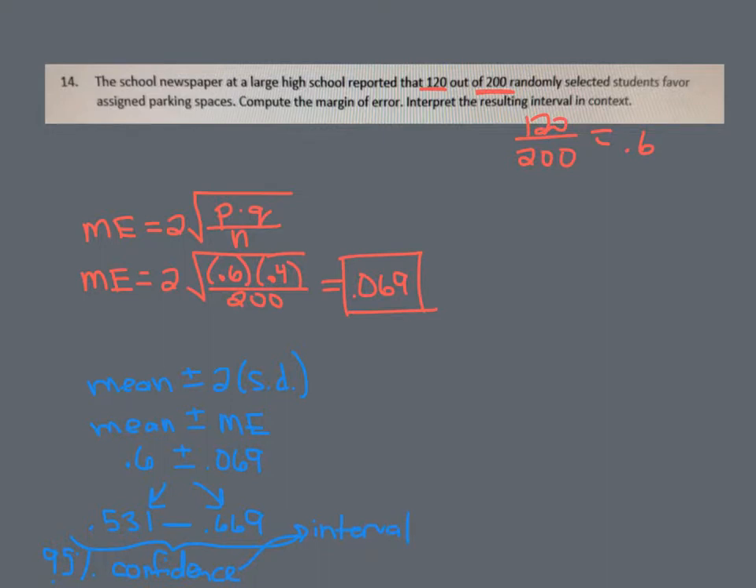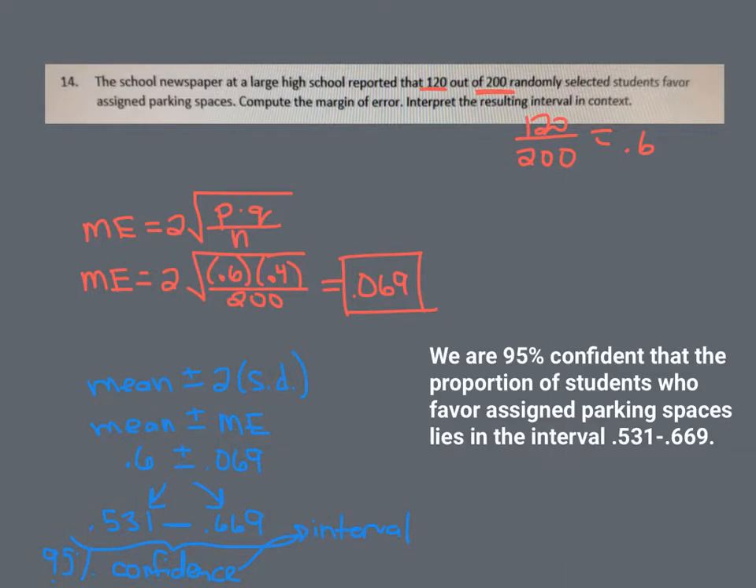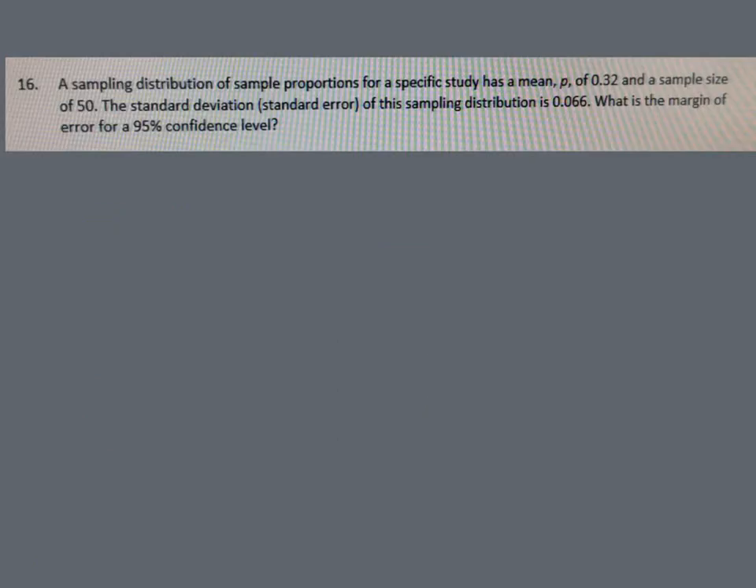Okay, so what this means, because they say to interpret the resulting interval, like this is the interval, but what does that mean? What this means is that we are 95% confident that the proportion of students who favor assigned parking spaces lies in this interval. All right, I'm going to type that out, because if I try to write on this, no one's going to be able to read it. Okay, so there we go. So you could try out number 15 on your own. That one's really similar to this. And we're going to skip down to number 16. We'll do that one together.